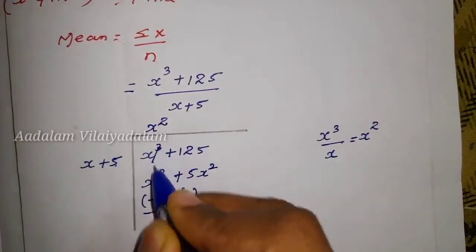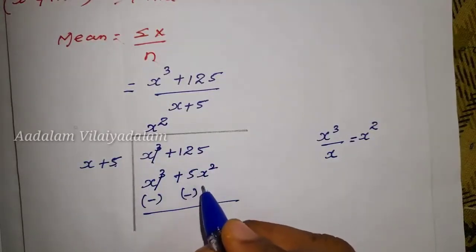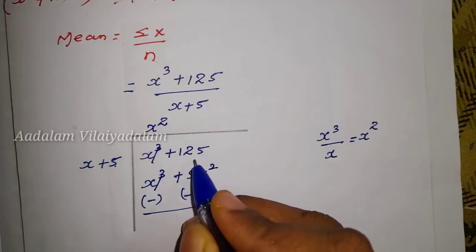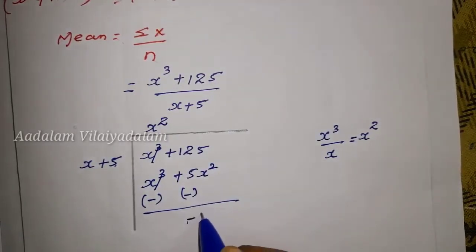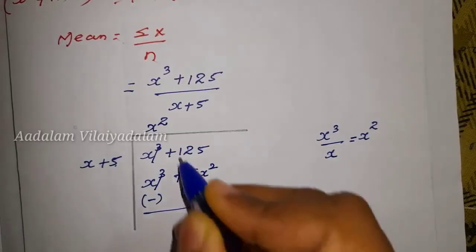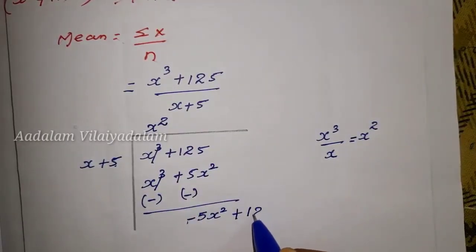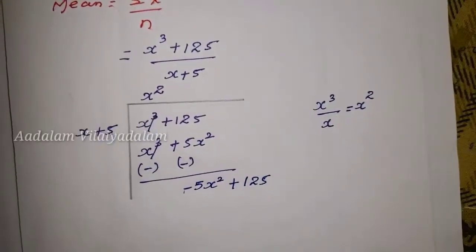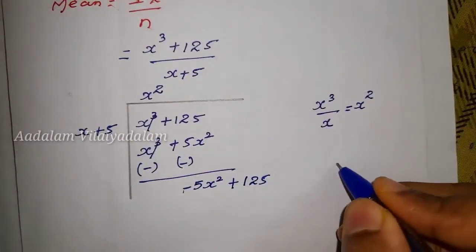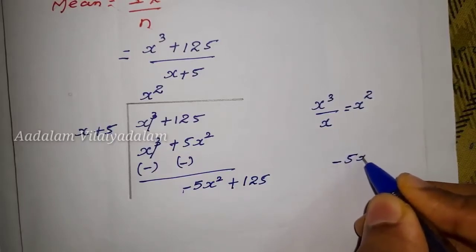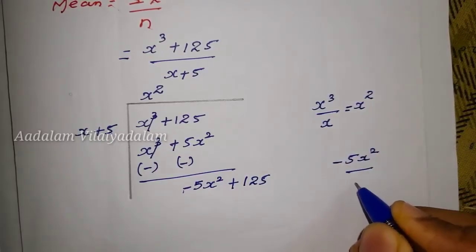The first term is cancelled. So these are different terms only. So x square term, and this is the constant term. So first write the x square term: minus 5x square plus 125. Here the first term divided by the first term, that is minus 5x square divided by x.